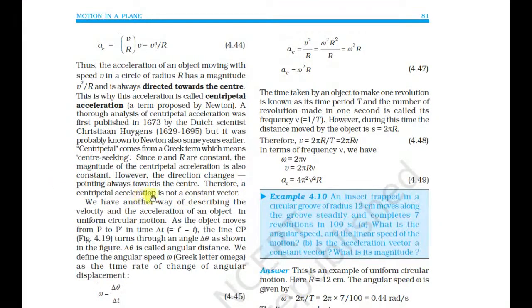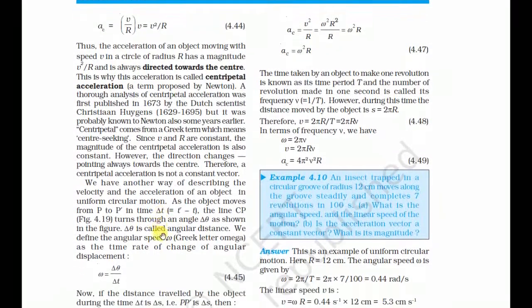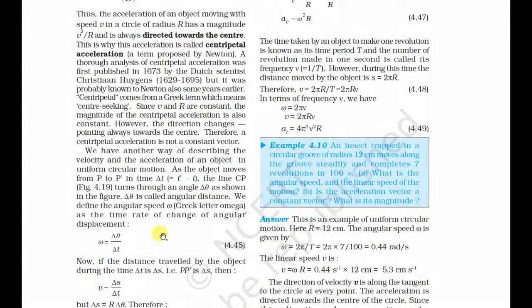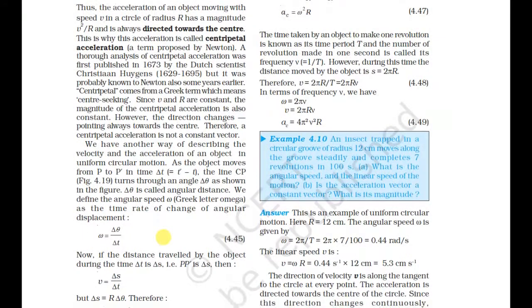We have another way of describing the velocity and the acceleration of an object in uniform circular motion. As the object moves from P to P dash in the time delta t, where delta t equals t dash minus t, the line CP in the previous figure turns through the angle delta theta, as shown in the figure. Delta theta is called the angular displacement.